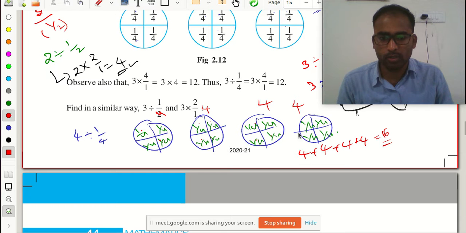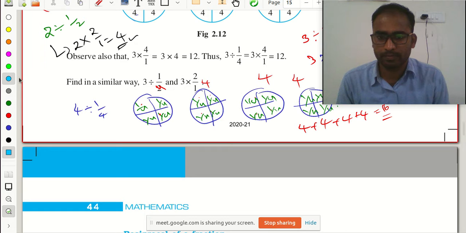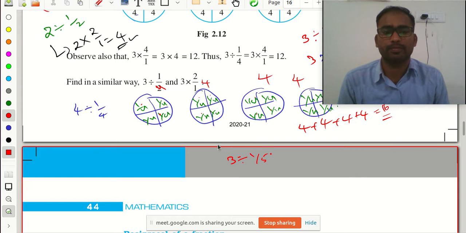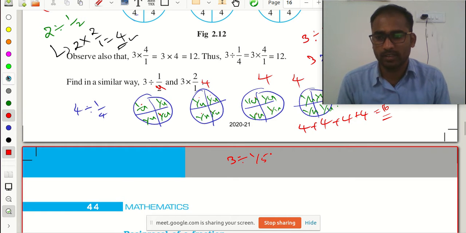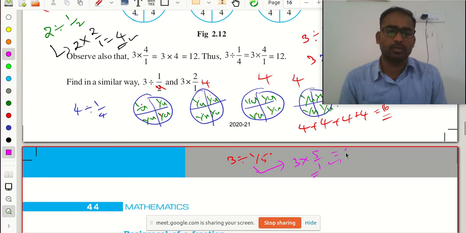The same, I will give you as homework. Represent this type of figure for 3 divided by 1 by 5. How can I represent it? We will get the answer as 15. This I can directly solve here: 3 multiplied by the reciprocal of 1 by 5, which is 5 by 1. Okay, this is the answer, 15.